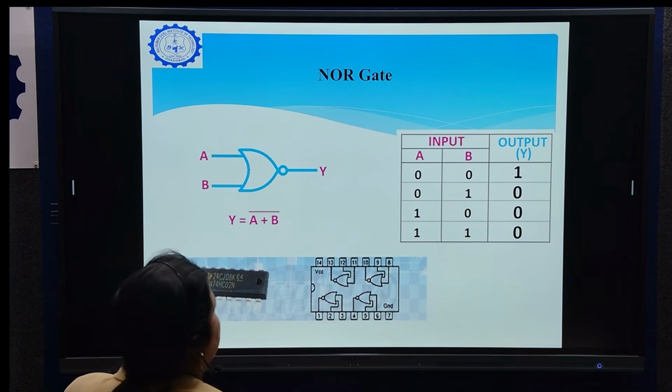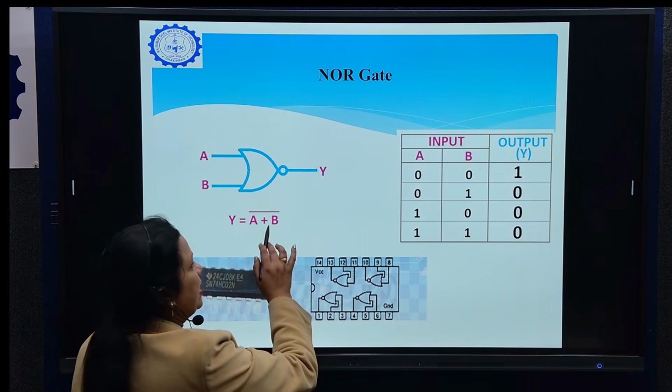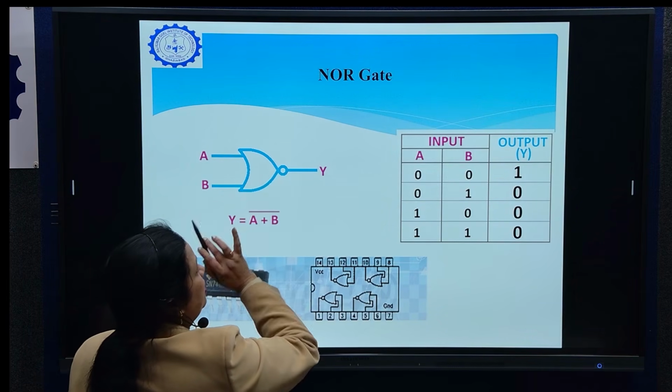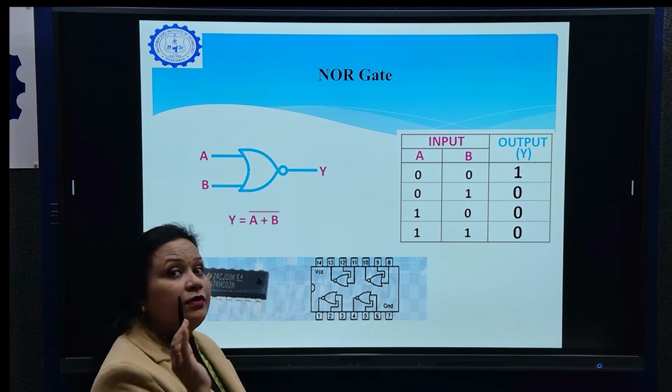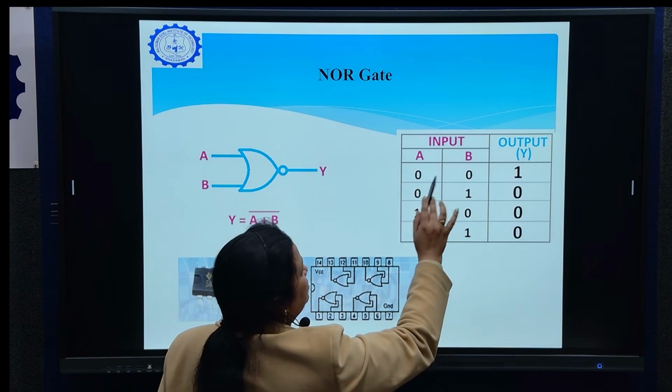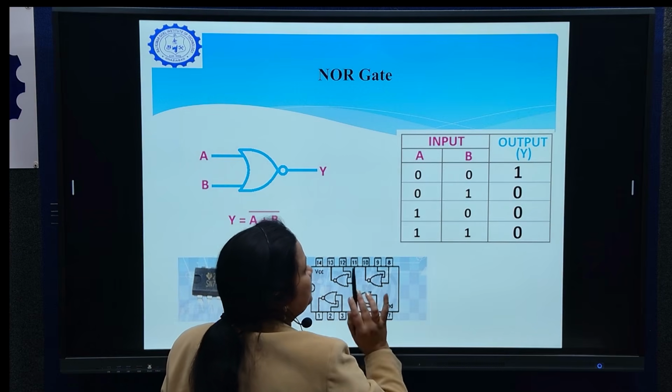Next is NOR gate. NOR gate means first addition and then inversion. So, we will place an OR gate here and then we will put a bubble. Bubble means we are inverting the bits now. Again, the combination we will take as input is 00, 01, 10 and 11.